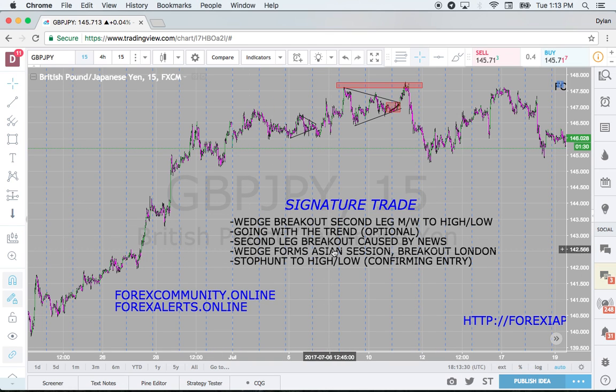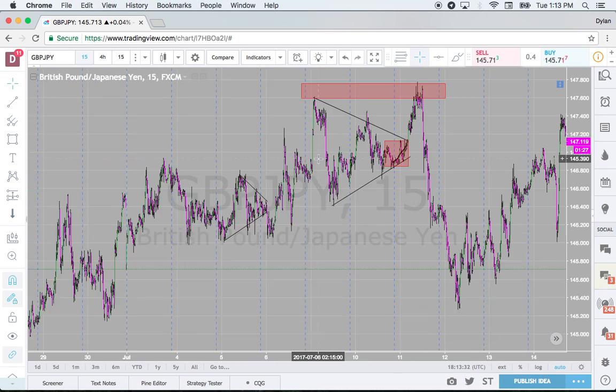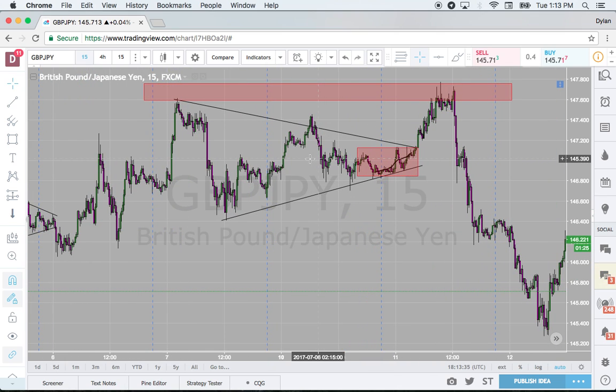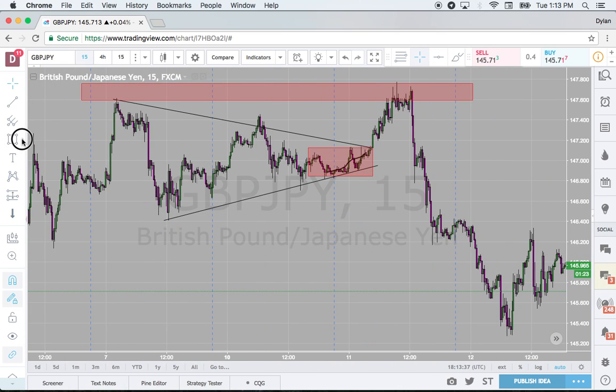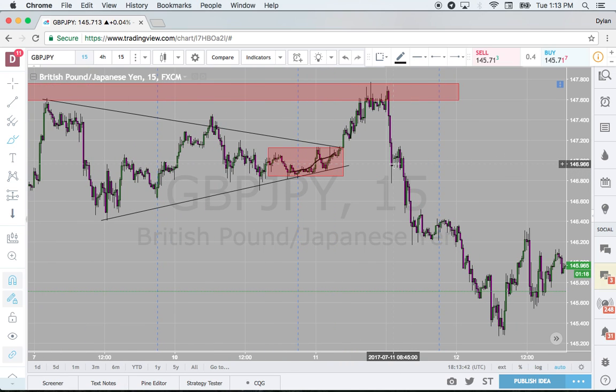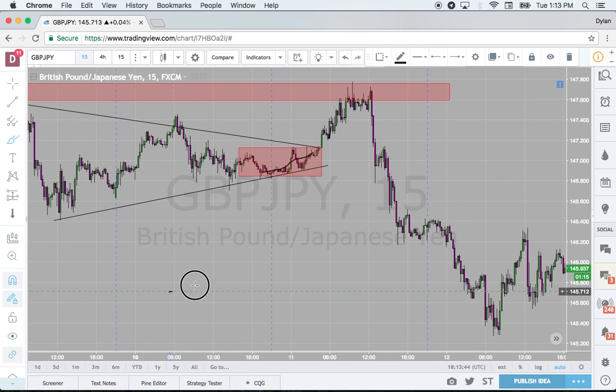So, second leg breakout caused by news. Now, there will be times at which you see these wedge formations forming, and price consolidates all day, and then right at the tip of the wedge, a high impact news event comes out at that exact time.